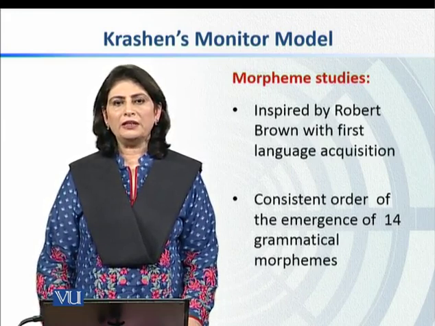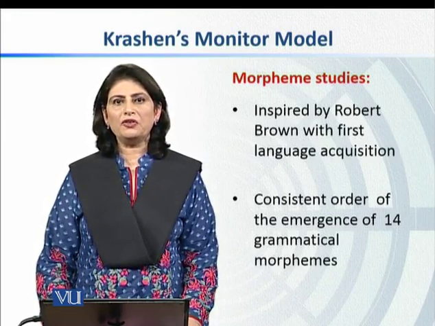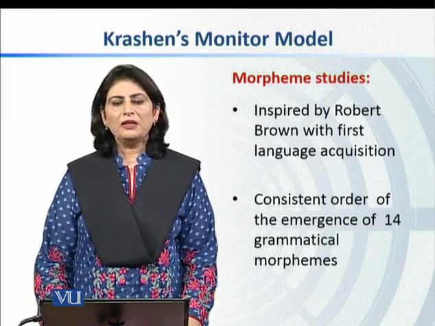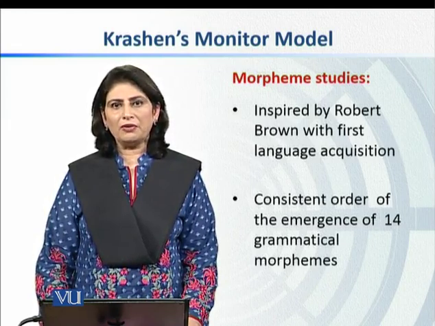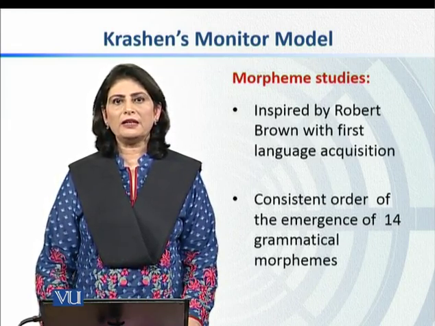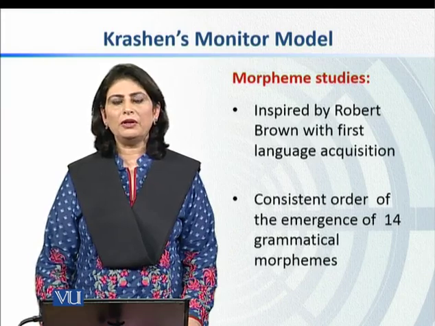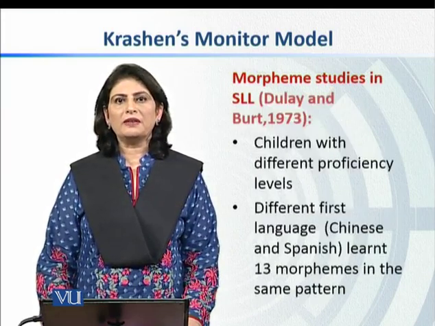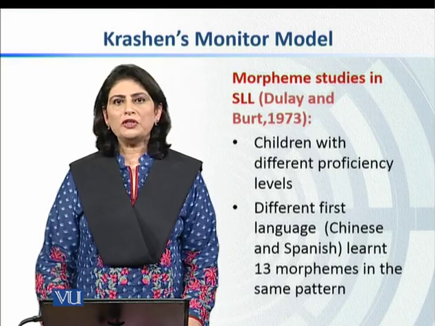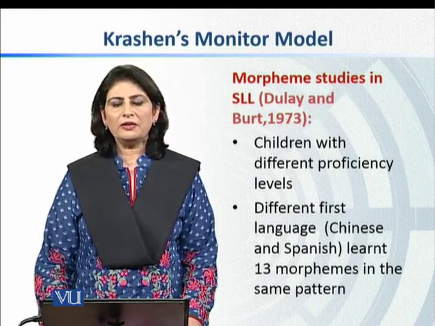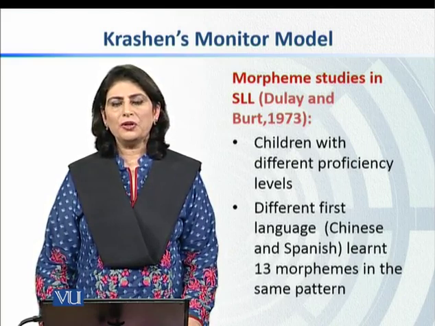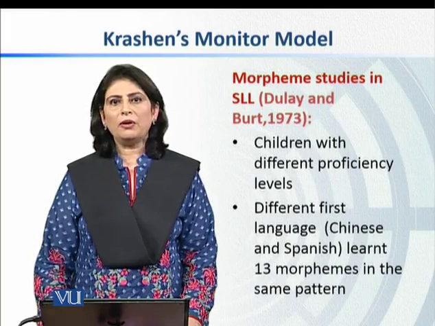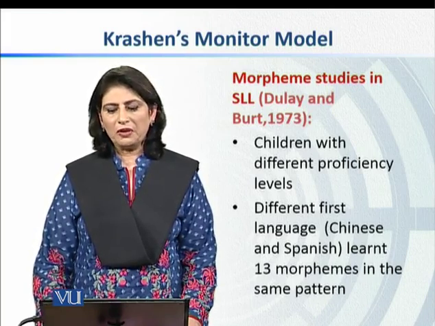So he realized that there was a consistent order in which learners of the first language learned the morphemes. Other studies in different languages also confirmed the emergence order of at least 11 of these morphemes. This inspired the interest of second language researchers. They wanted to see whether learners of a second language, especially children, also had an order of emergence of the morphemes or not.